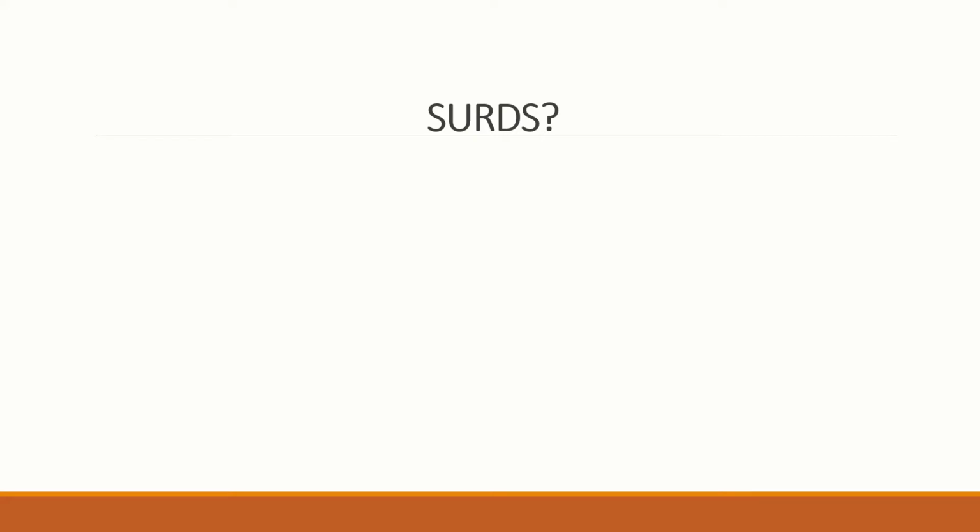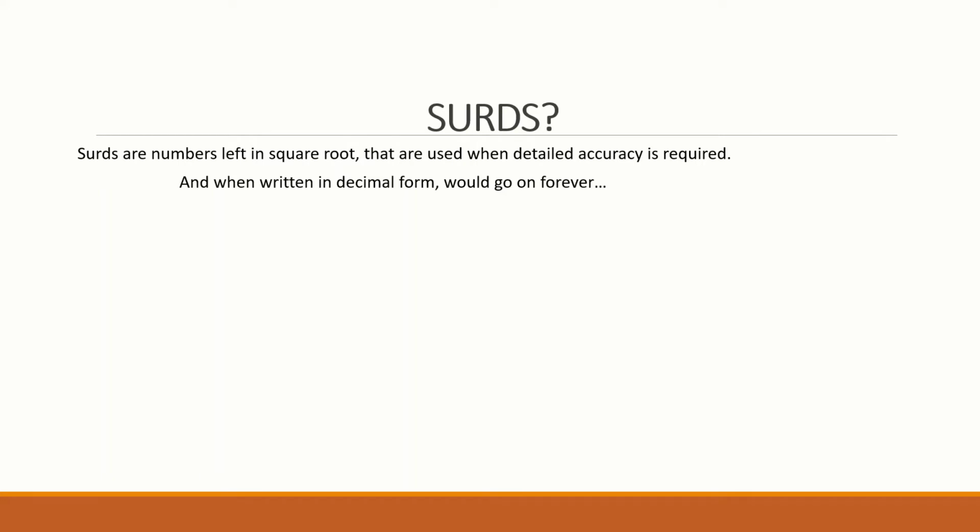In today's video we shall talk about surds. Now surds is a part of algebra and it's a very important aspect of mathematics. Now what are surds? Surds are numbers left in square roots that are used when detailed accuracy is required. So we use surds for accuracy, and also when surds are written in decimal forms, they go on forever. That means that they don't give exact values.